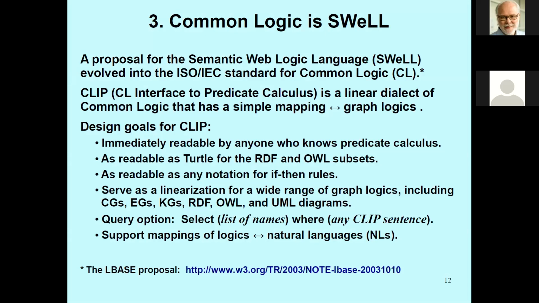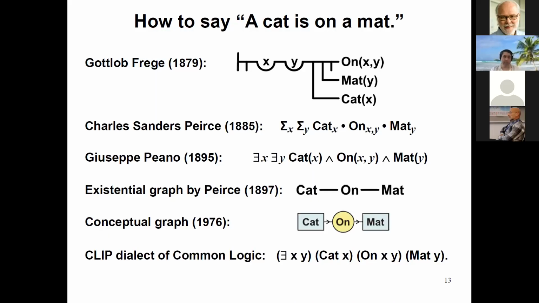Here's an example of various logics. Gottlob Frege had the first version of first order logic, and that's the way he said a cat is on a mat. And if you read that, it says, I assert that it is false that for every x, for every y, if x is a cat, then if y is a mat, then it's false that x is on y. Now that is not a good way to say a cat is on a mat. And although Frege was first, no one else had ever adopted his notation.